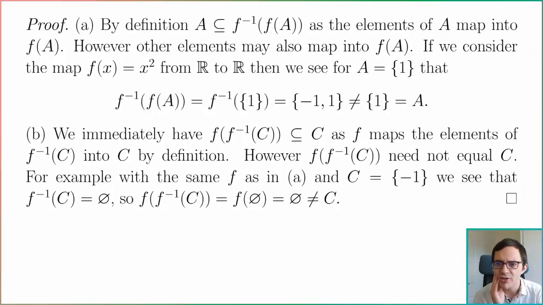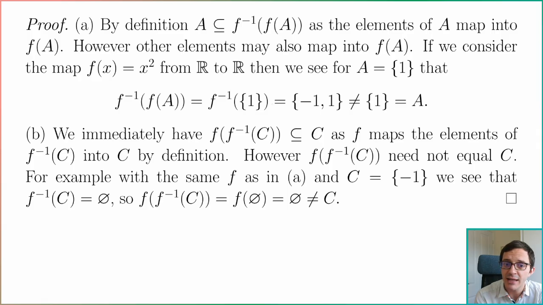have equality in general. So in part A, by definition, just following through what these things mean, the elements of A map into f of A, so then the preimage will surely include all the points in A, but other stuff can also map into f of A.